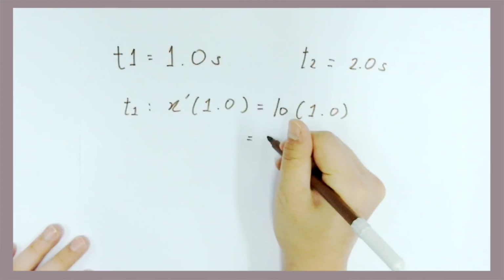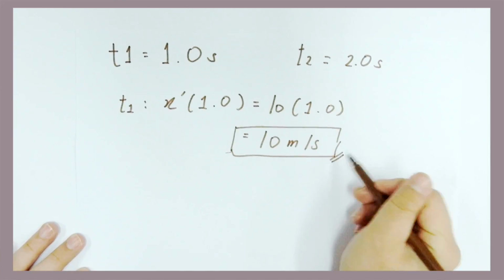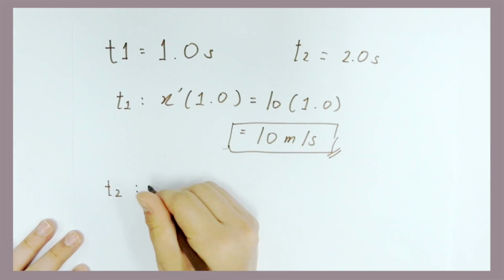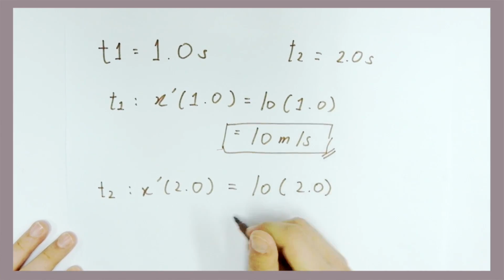And we got this! x prime of 1.0 seconds as 10 meters per second and x prime of 2.0 as 20 meters per second. And hurrah!